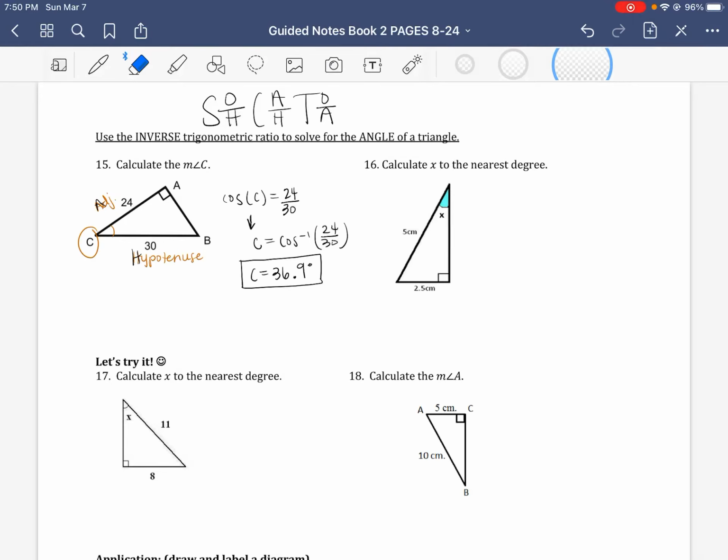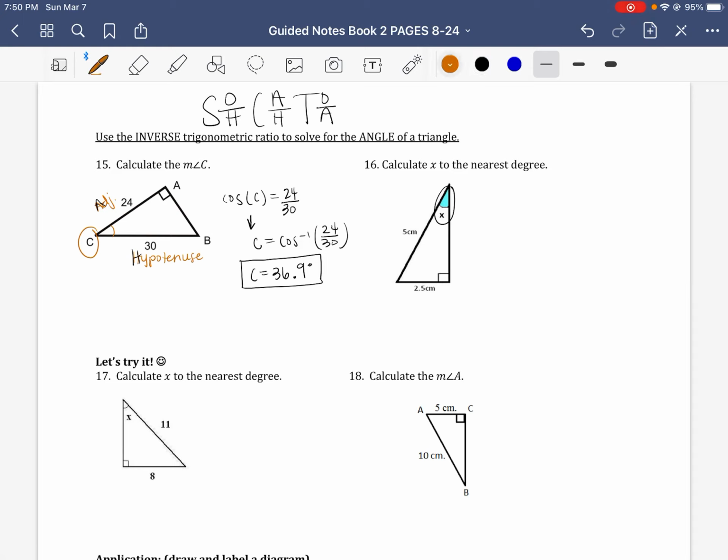Okay, I'm just going to do a couple more examples in this video if you need a few more examples using that inverse trigonometric function. So number 16, let's just do a few of these from the notes. This says calculate x, and x represents this angle to the nearest degree. So this one we're rounding to the nearest degree.